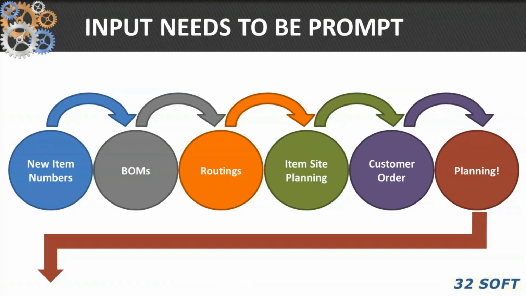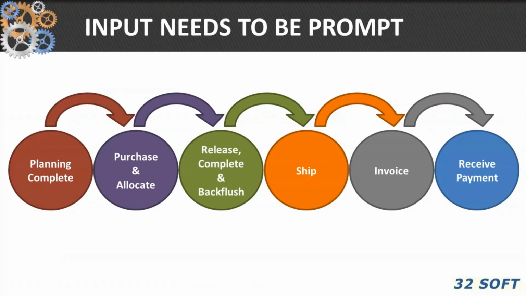Run MRP, coordinate resources, and then you can purchase components, allocate inventory, schedule production. Then you can release the order to production, complete operations, backflush the order. Then you can ship products to a customer, invoice the customer, receive the payment, and then the cycle is complete.